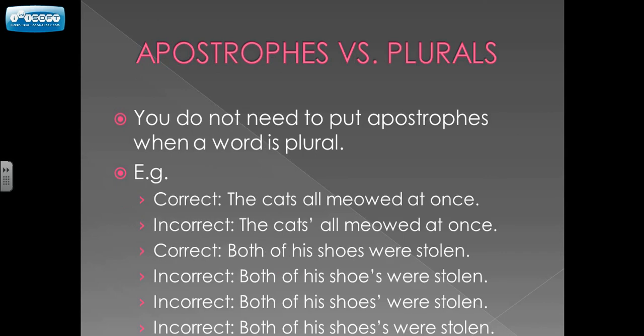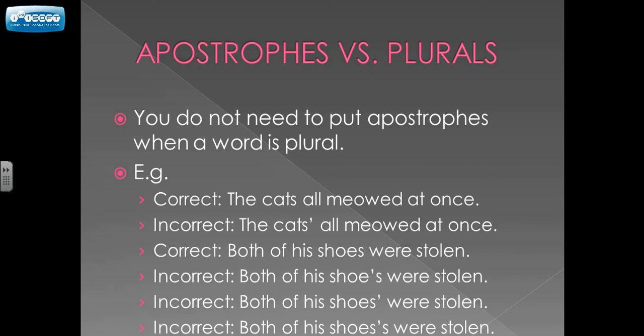Now, an area that people tend to struggle with quite a bit is the idea of apostrophes and plurals. So you do not need to put apostrophes when a word is plural. If it's just that there are multiple of something and it ends in an S, you don't need to have any apostrophes at all, you just need that S. So for example, if you say the cats all meowed at once, you just write cats, plural with an S. You would not write the cats's all meowed at once with that apostrophe in there. It makes it seem like something belongs to them when nothing does, at least in this context.